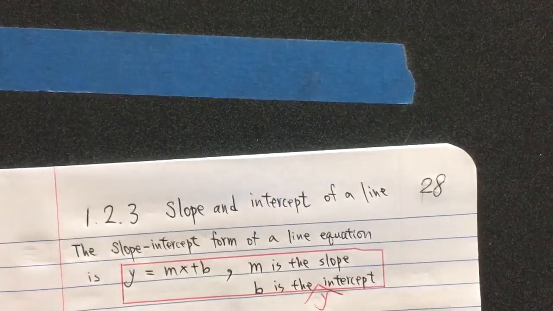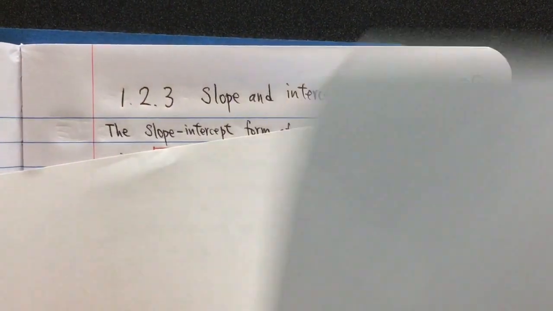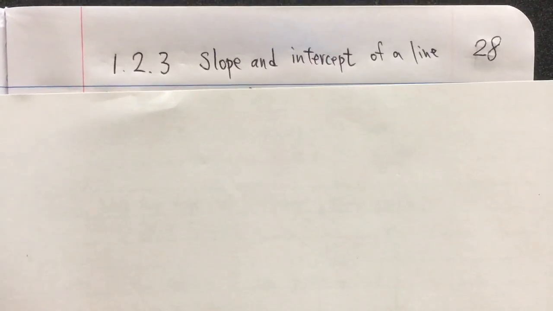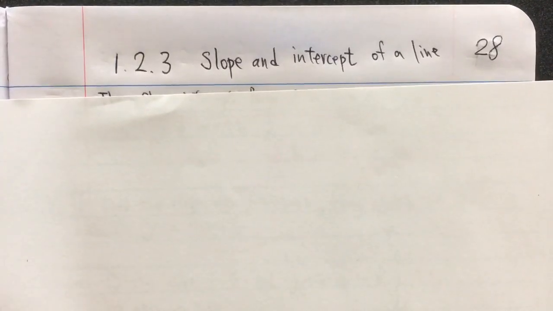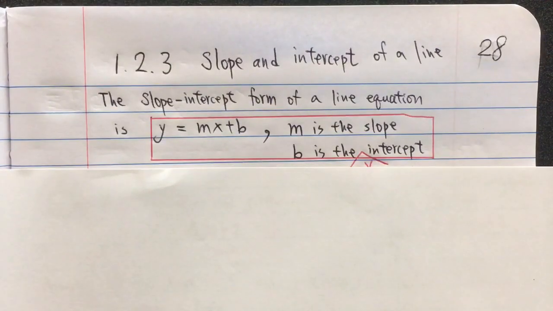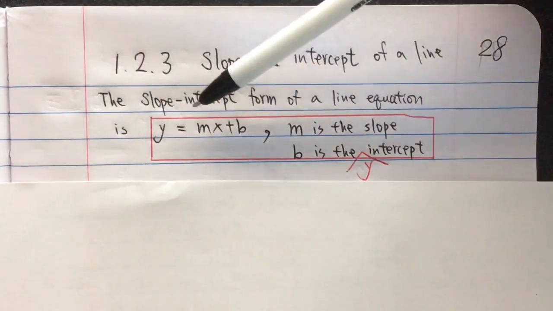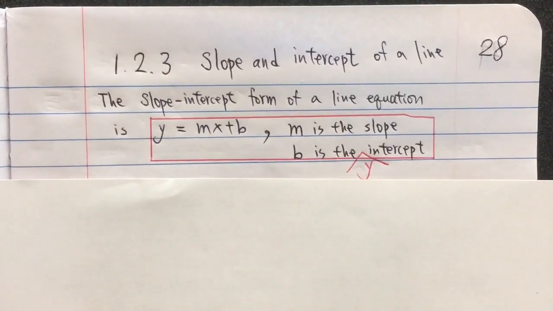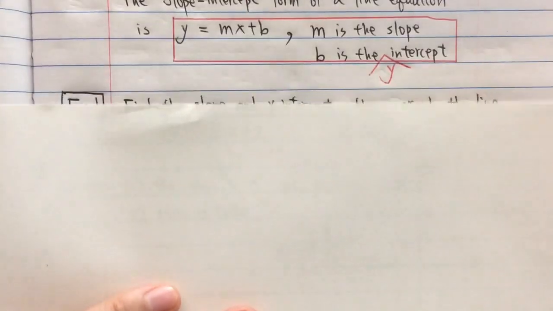Page 28. The topic is the slope and intercept of a line. First, let's see the slope-intercept form, which is y = mx + b. Please box it. This is very important. m is the slope, and b is the y-intercept. Make sure you memorize this form. This is called slope-intercept form.